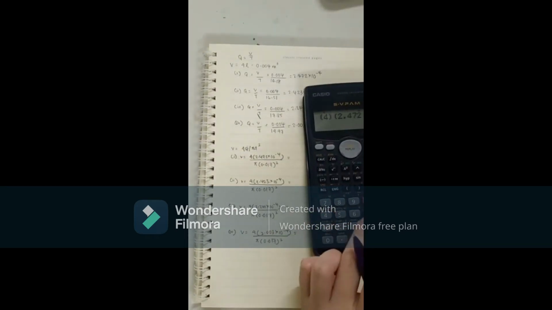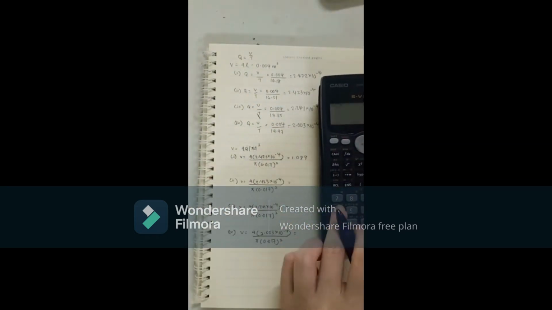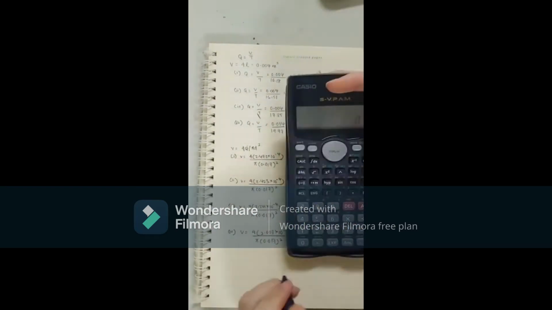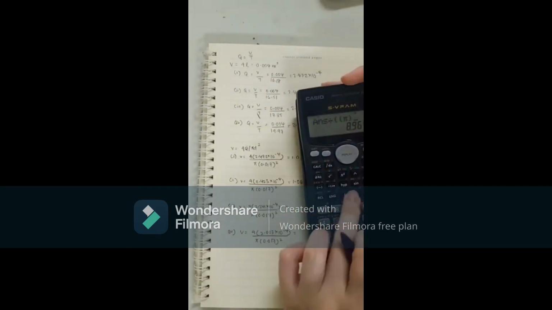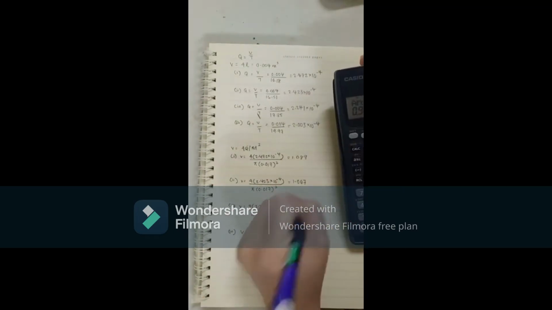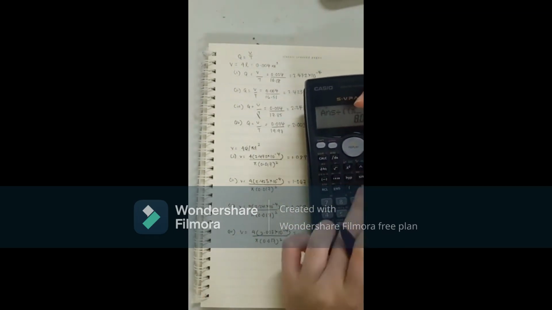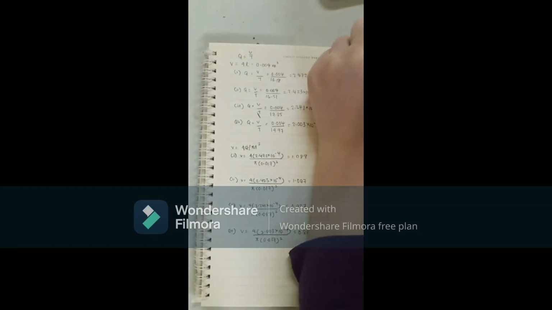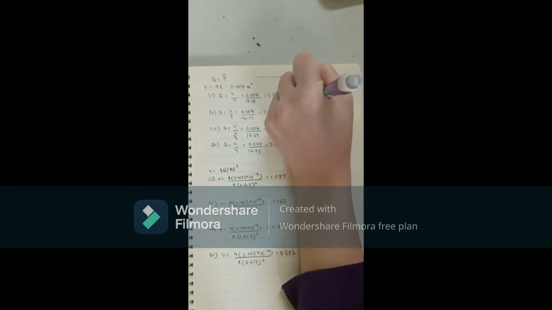So the next one, I calculated the small v, v equals Q over pi d square, which I'm currently calculating right now. This is done for all values in the table.